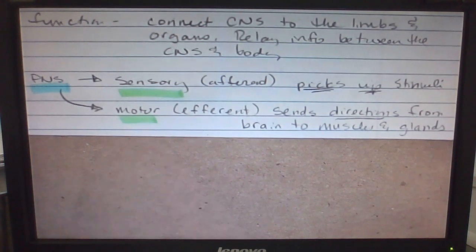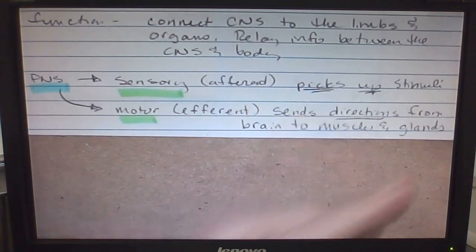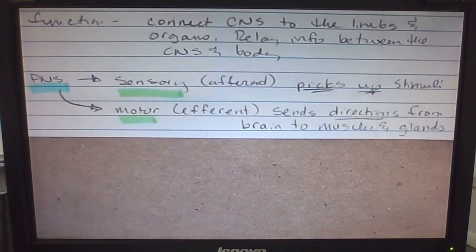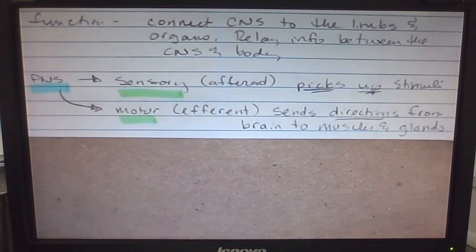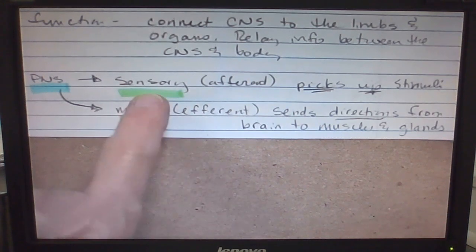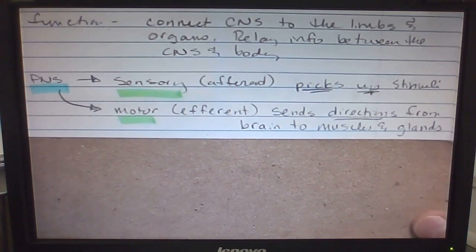The motor portion of the peripheral nervous system is efferent, and it carries the directions. It sends the directions from the brain to the muscles and the glands. And that's all it can do. So the motor nervous system can't pick up information. All it does is carry out what the brain says to do. The sensory nervous system can't process information. All it does is carry the stimuli information to the brain.